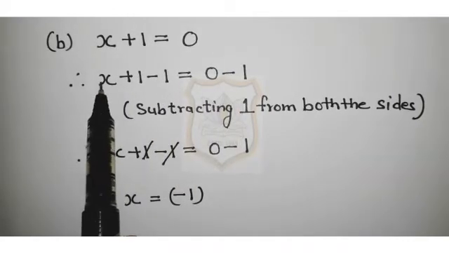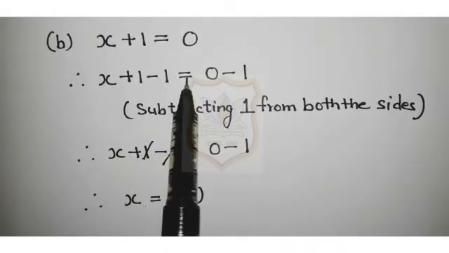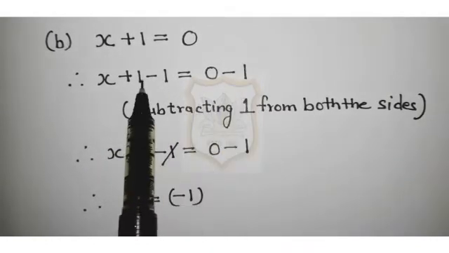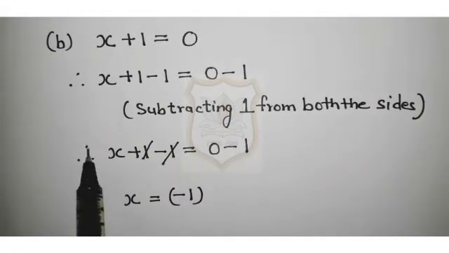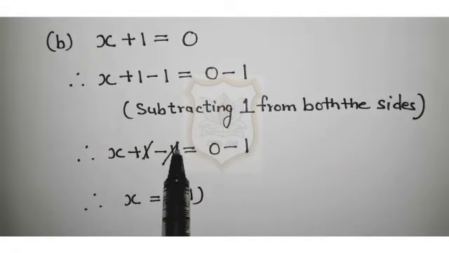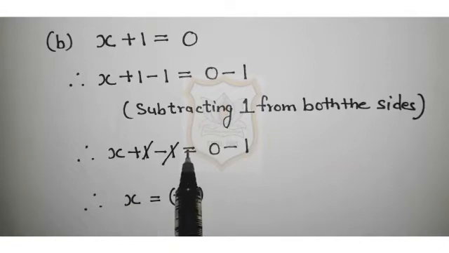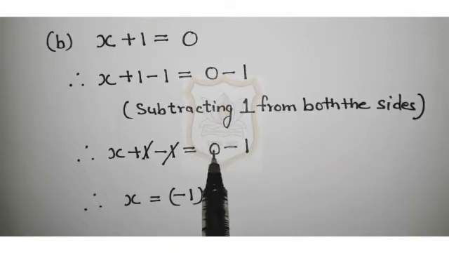So, therefore, x plus 1 minus 1 is equal to 0 minus 1. Minus 1 on both sides of the equal sign. So, therefore, x plus 1 and minus 1, these two cancel out, is equal to 0 minus 1. 0 minus 1 is equal to minus 1. So, therefore, the value of x is equal to minus 1.